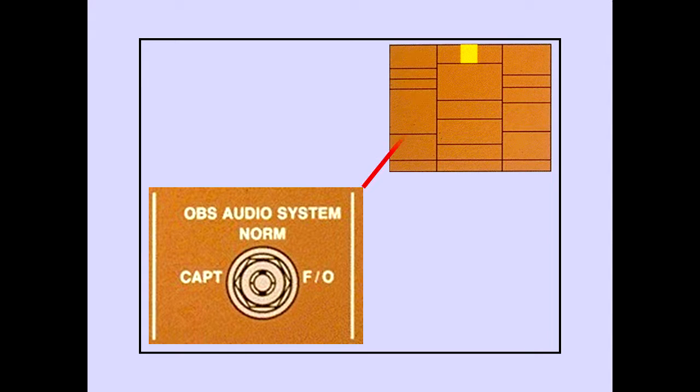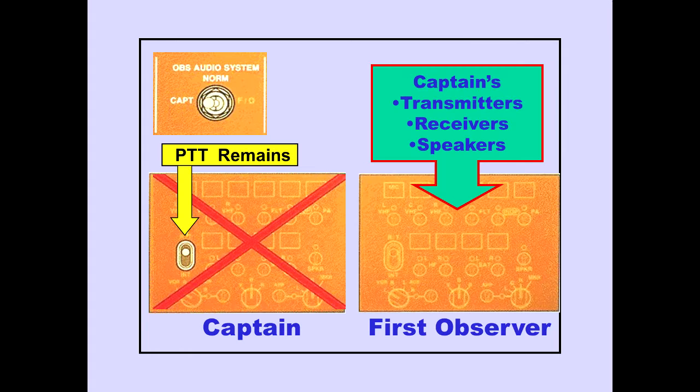The observer's audio system switch is located on the overhead panel. Selecting the captain or first officer transfers all functions to the first observer's audio panel. The push-to-talk switch on the captain's audio panel remains active.